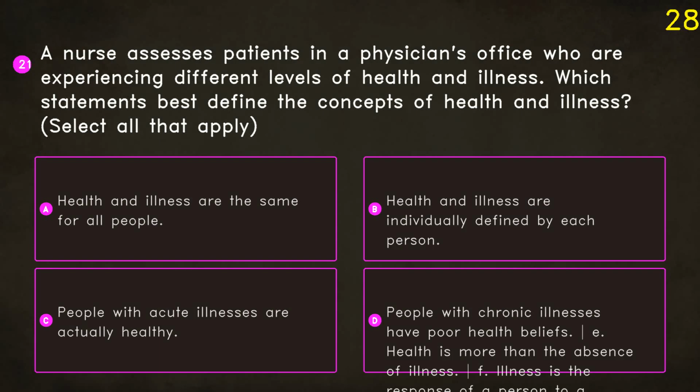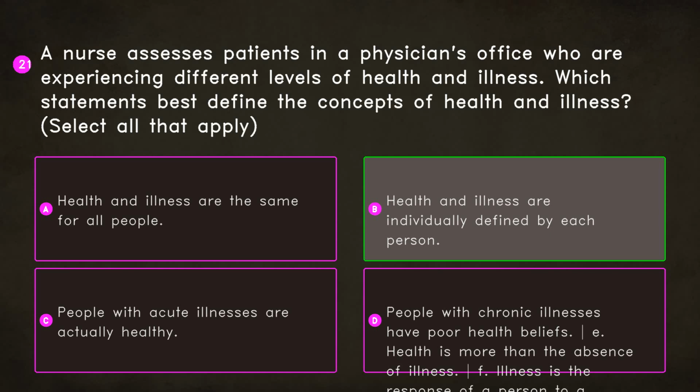Question 21. A nurse assesses patients in a physician's office who are experiencing different levels of health and illness. Which statements best define the concepts of health and illness? Select all that apply. A. Health and illness are the same for all people. B. Health and illness are individually defined by each person. C. People with acute illnesses are actually healthy. D. People with chronic illnesses have poor health beliefs. E. Health is more than the absence of illness. F. Illness is the response of a person to a disease.